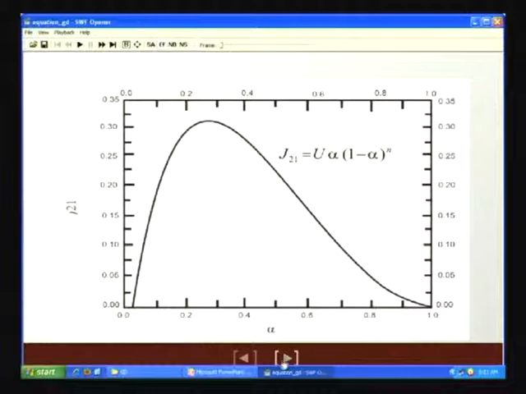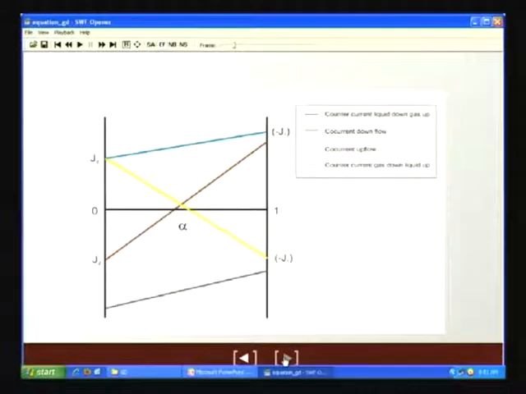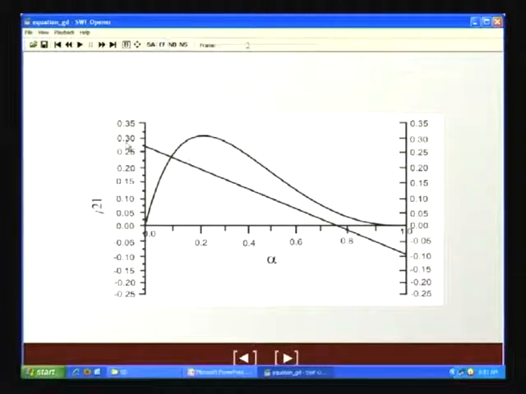Now, let us see what we have done. This is the curve which we have got. These are the straight lines that we have got. Now, let us see. This is for co-current upflow. You remember this was the straight line which we had, this was the curve which we have. So, therefore, the point of intersection gives you the value of alpha 0.1 in this case, and that gives you the value of J21.